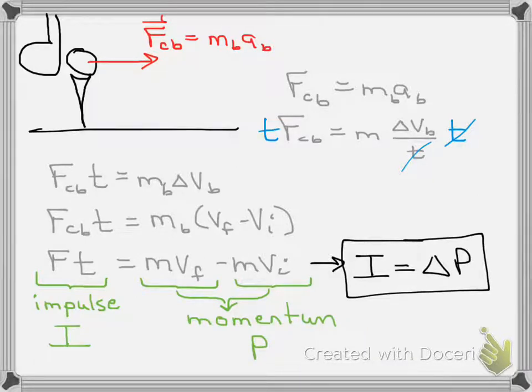And unlike energy and work, which were both scalar quantities, and therefore the positive and negative signs meant something about whether you were adding energy or subtracting energy, but not direction, impulse and momentum are both vector quantities. So positive and negative signs again tell you something about direction.